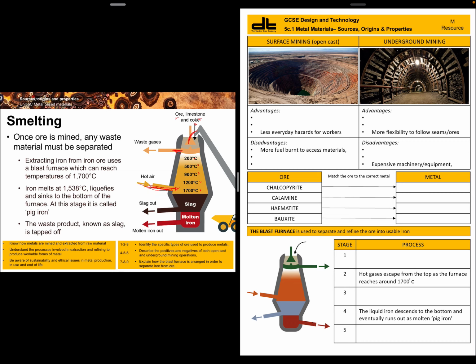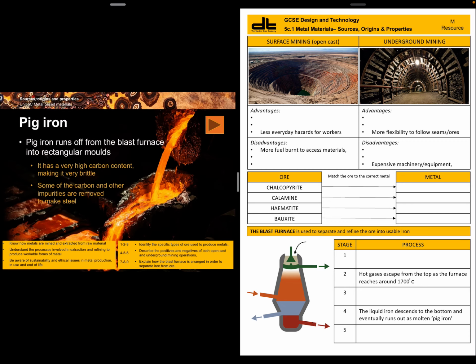The metal is going to liquefy at around 1538 degrees, and it sinks slowly down to the bottom. When it gets to the bottom, it goes through this layer of slag, which is the waste product, and into the bit where you've got the molten iron right at the very bottom. The slag waste, which we don't need, gets tapped off and removed here, whereas the molten iron comes out as what we call pig iron, right at the very bottom.